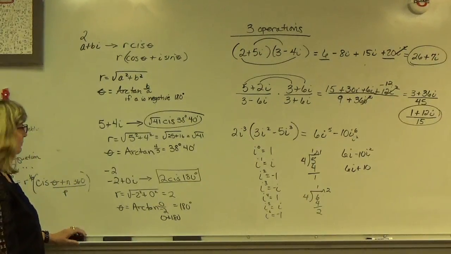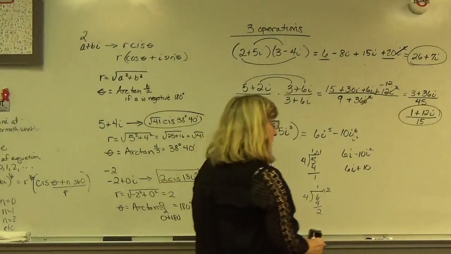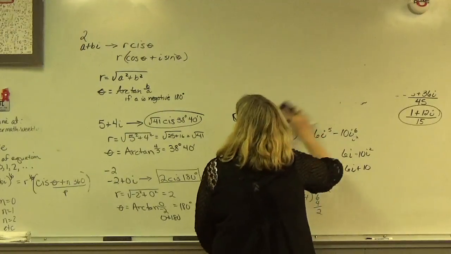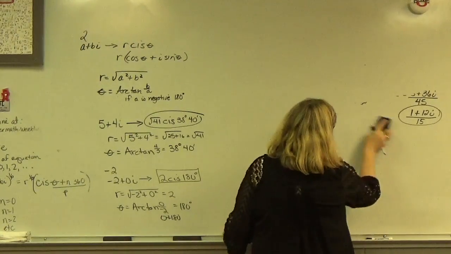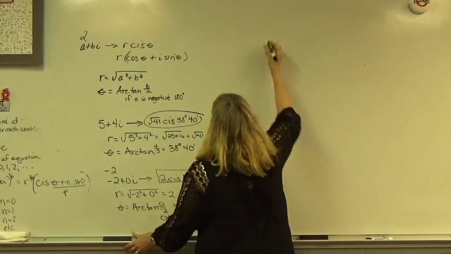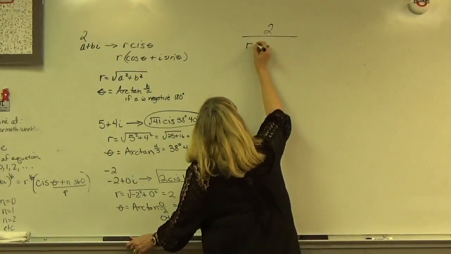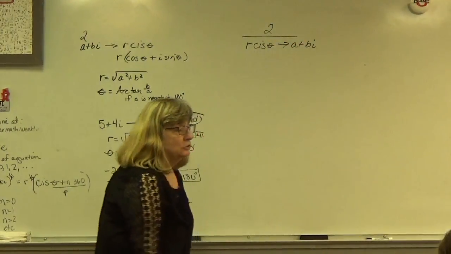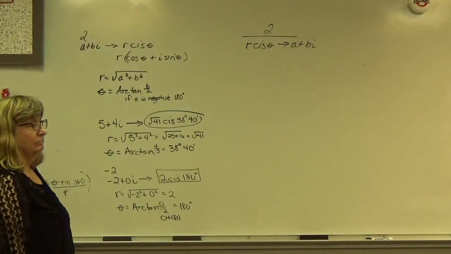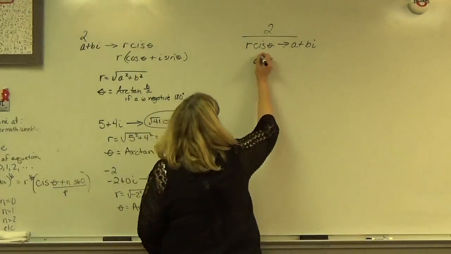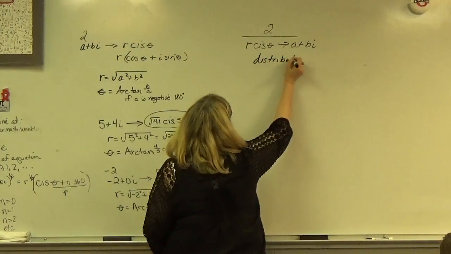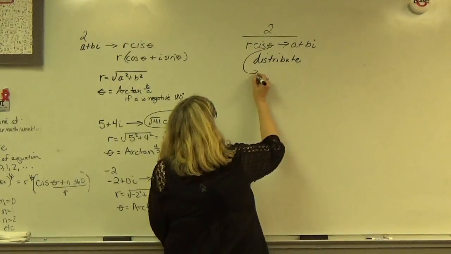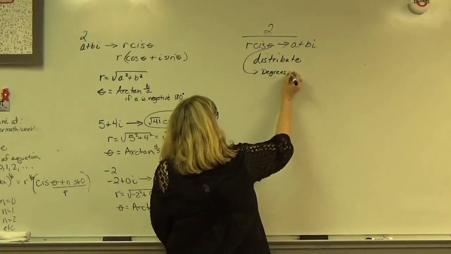Okay, we're good there? Next is going the other direction. So if we're changing r cis theta to complex form, what do you have to do? And there's two of these. What do you do to change it? You distribute. That's it. That's all you gotta do is distribute. Be careful. What do you gotta be careful about? What's this stand for? Whether it's in degrees or whether it's in radians.